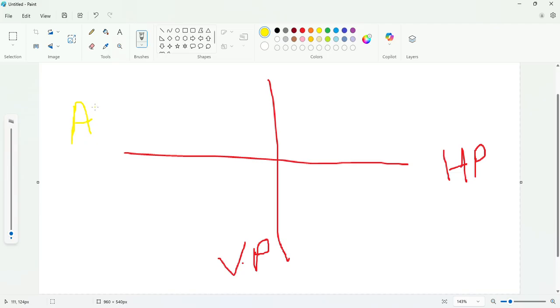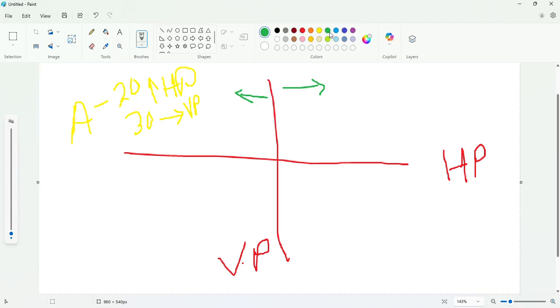Suppose there is a point A which is 20 mm above HP and 30 mm in front of VP. So it means, above HP means this is your horizontal plane. We consider this side above HP, below this is below HP, and to the right of this vertical plane is in front of VP, and to the left of this vertical plane is behind VP.